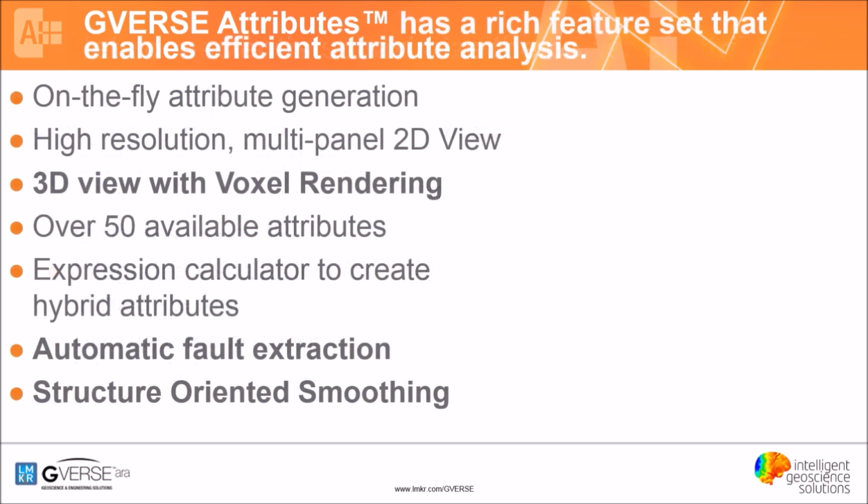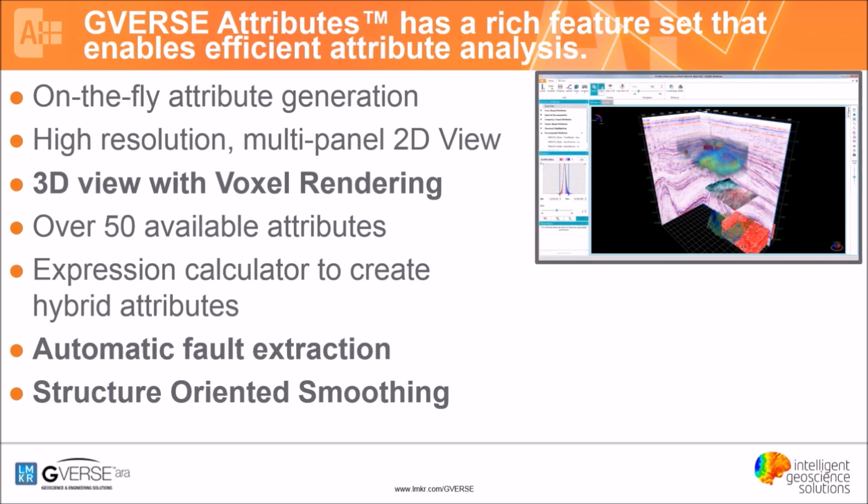We also provide specialized tools and a very rich feature set to enable efficient attribute analysis. So we still have fast on-the-fly attribute generation and our multi-panel 2D viewer that allows a quick and easy comparison of different attributes and parameters. We have made the resolution of the existing 2D view much better, and it can now handle extreme zoom levels as well. But the main feature that we've added this release is the support for a 3D view that lets you view data in 3D and compute attributes on the fly in the 3D space.